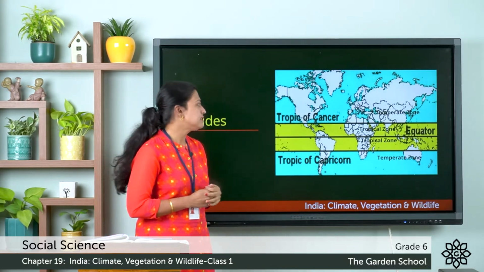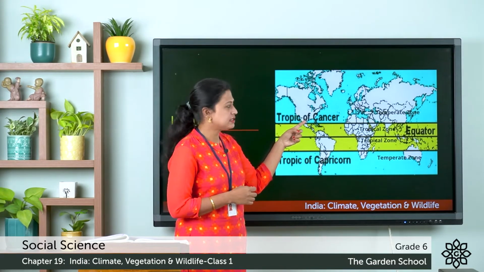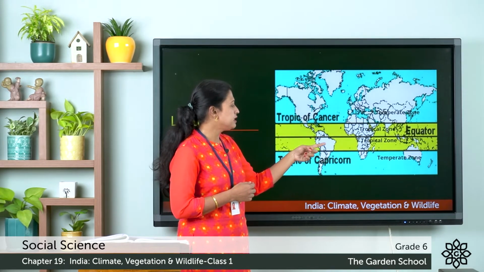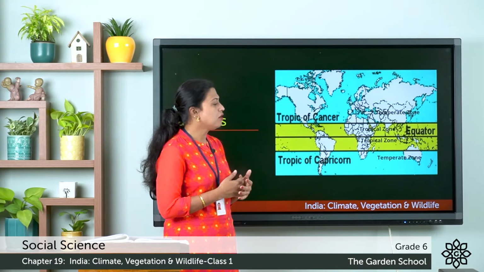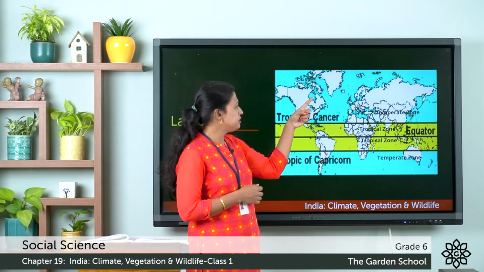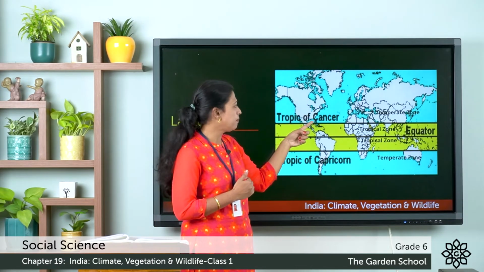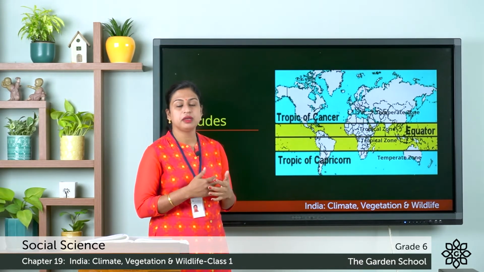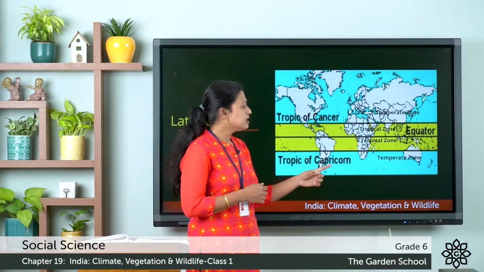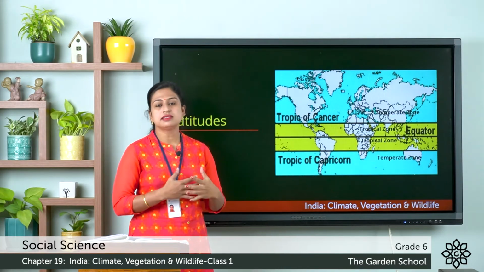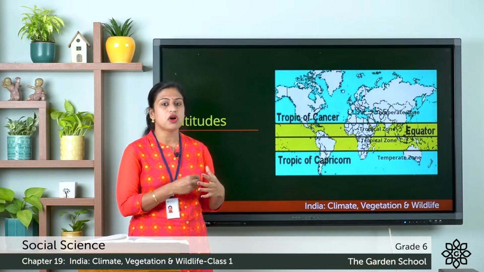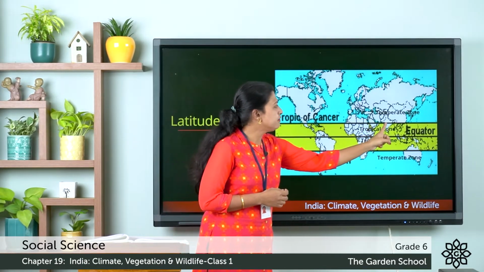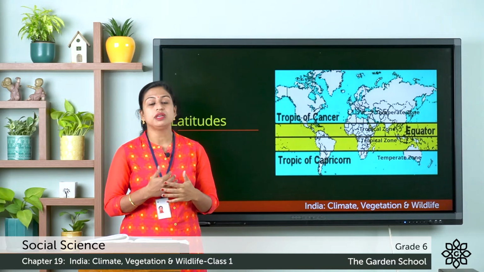So here in this figure you can see the region between the Tropic of Cancer and equator is the North Tropical Zone, and the region between the equator and Tropic of Capricorn is the South Tropical Zone. And also the region between the Arctic Circle and Tropic of Cancer is the North Temperate Zone, whereas the region between the Tropic of Capricorn and Antarctic Circle is the South Temperate Zone. So this is the way the earth is divided into geographical zones, and you can see that the Tropic of Cancer divides our country India into two equal halves.